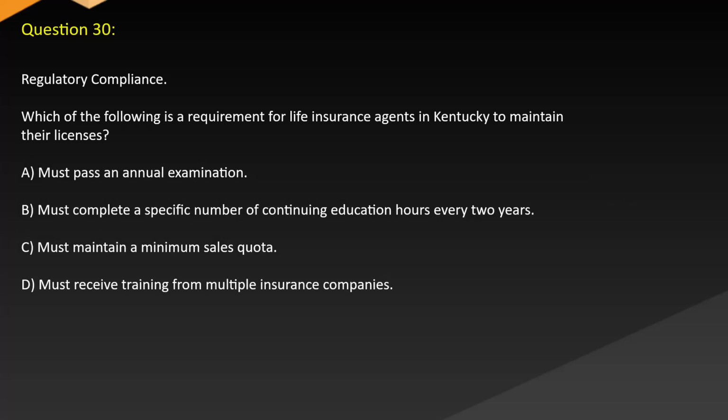Question 30. Regulatory compliance. Which of the following is a requirement for life insurance agents in Kentucky to maintain their licenses? A. Must pass an annual examination. B. Must complete a specific number of continuing education hours every 2 years. C. Must maintain a minimum sales quota. D. Must receive training from multiple insurance companies.